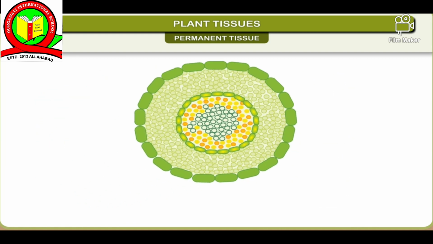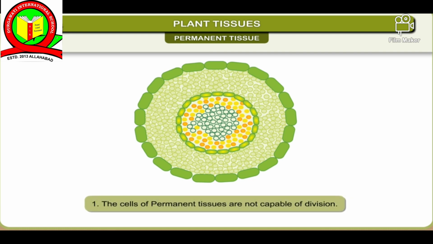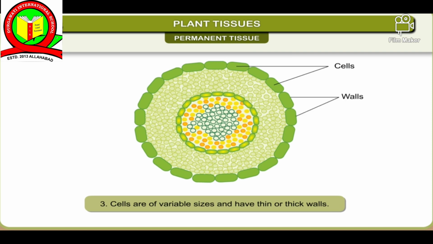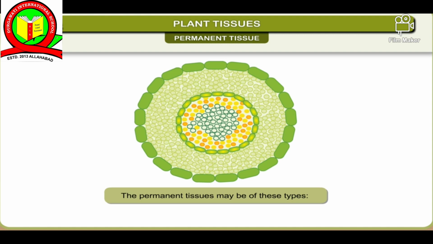The characteristic features of permanent tissues are: 1. The cells of permanent tissues are not capable of division. 2. Cytoplasm is very less. Nucleus, if present, is very small. 3. Cells are of variable sizes and have thin or thick walls. The permanent tissues may be of these types: 1. Simple tissue. 2. Complex tissue.